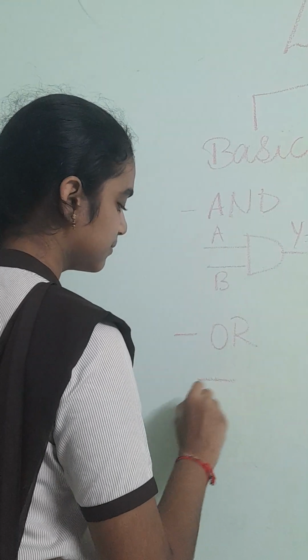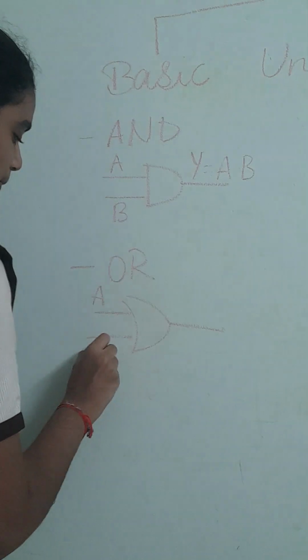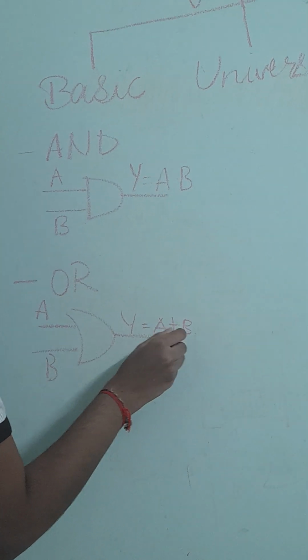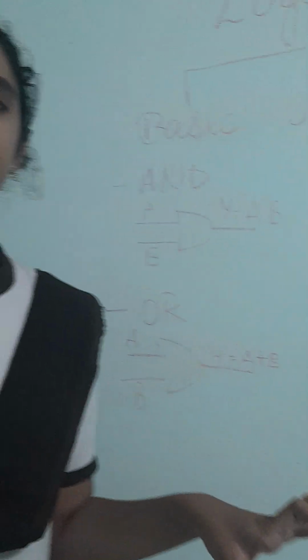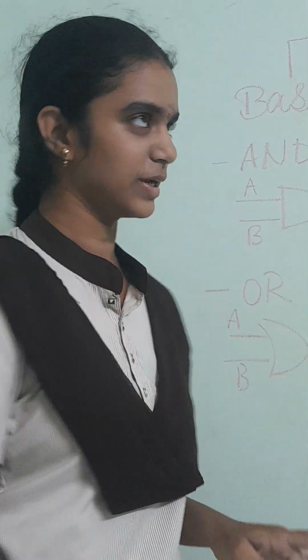Then the next one is the OR gate. The symbol for the OR gate is like this. So A, B, and the output will be A plus B. This is the Boolean equation. And here the logic is: if both the inputs are 0, the output will be 0, and in all the other cases the output is 1.